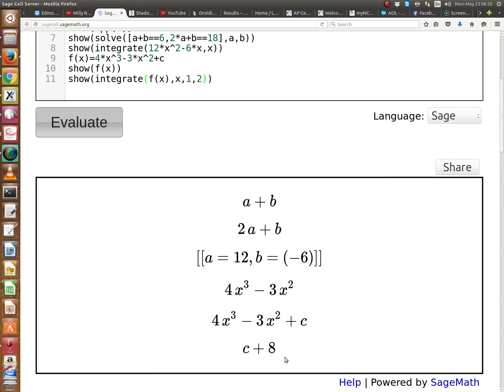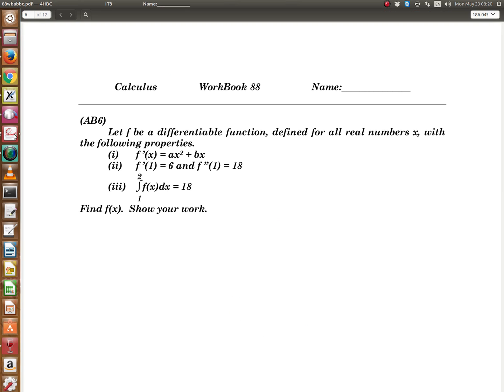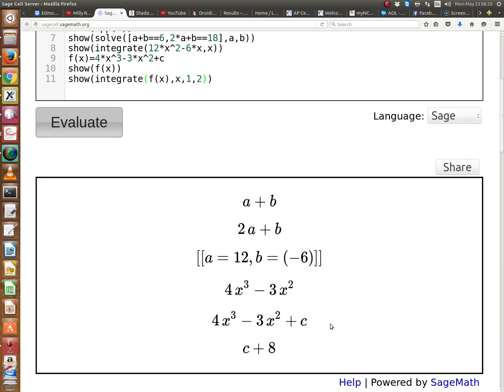Okay, c plus 8. Now, what did it say about the definite integral from 1 to 2? What did it say about this? We just calculated 18, right? So guess what c is? C is 10. Ta-da! Okay. So you're done. C is 10.